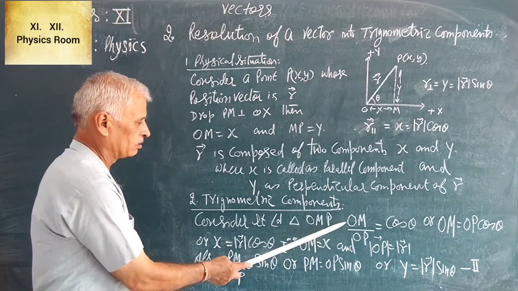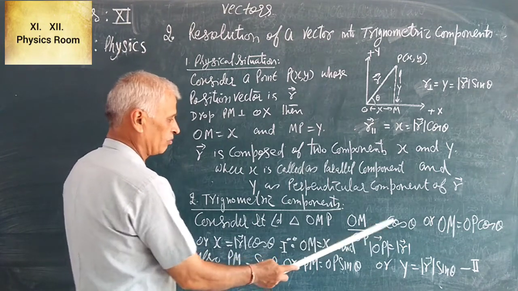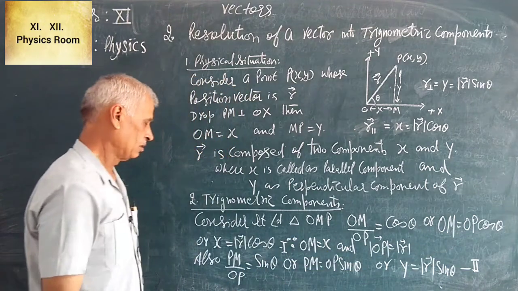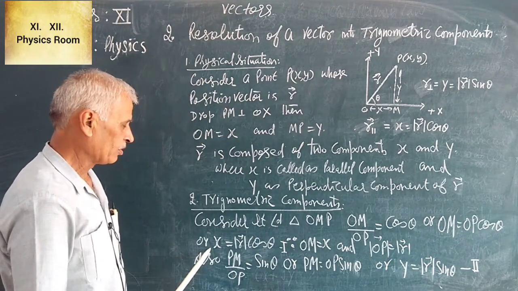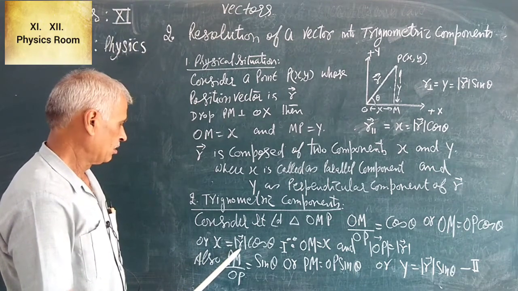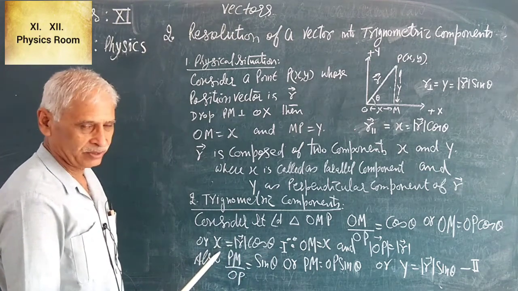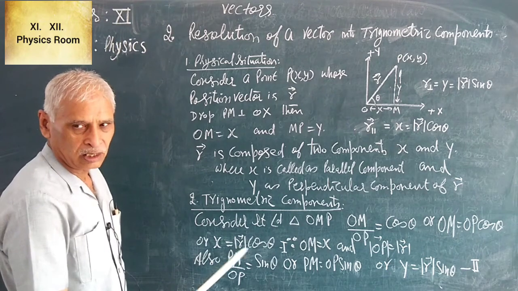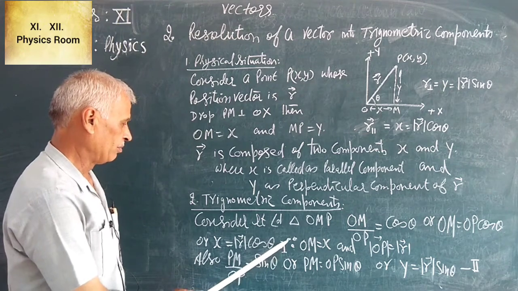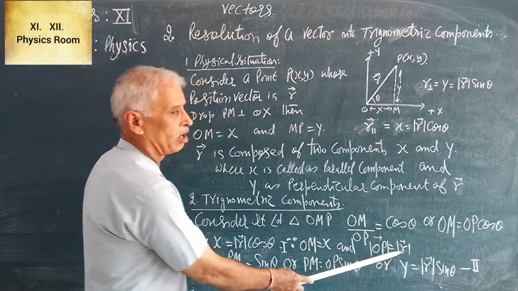First we take up the ratio OM by OP equal to cos theta. From here, we have OM equal to OP cos theta. We can write OM as x and OP as mod r. So, the parallel component x is equal to mod r cos theta. Let us mark it as equation 1.